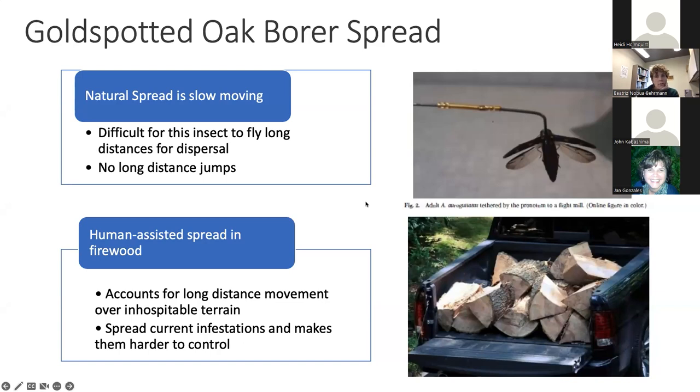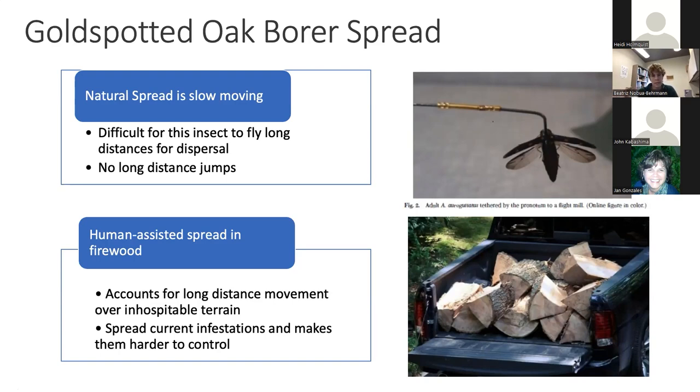These beetles don't really like to fly that far, at most maybe a mile. There are other beetles that can fly very long distances, and they mainly spread by flying. But that's not the case of GSOB. GSOB mostly goes out of the tree where they were born and flies usually to the next tree or the next few trees in the same area. Actually, they rarely jump over the hills of a valley from one canyon to the next one by themselves. The main way they move long distance is through human-assisted spread through firewood.